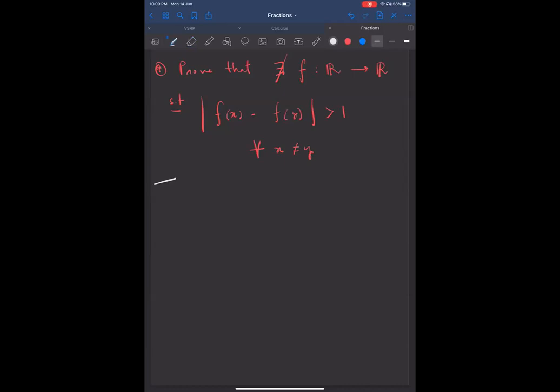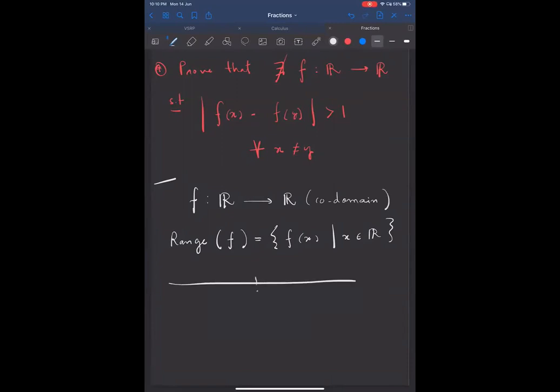So let's take the function f, which is given from R to R. Let's first look at the range of the function f. What is the range of the function f? This is the set of all f of x, where x is in R. This is the set of all outputs. Now divide the whole codomain into intervals of this form, all the natural intervals, unit length intervals.